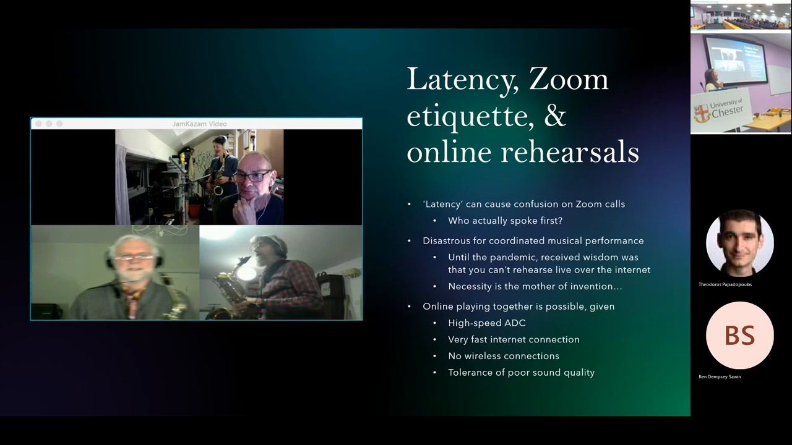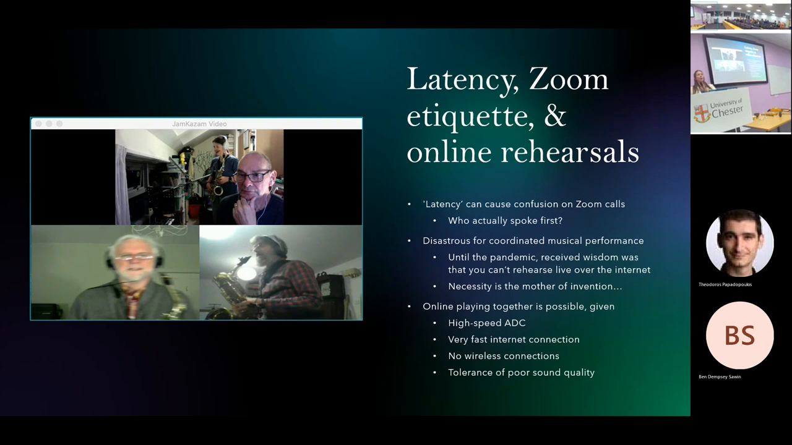And surprisingly, the internet itself is not the biggest problem. A large part of the problem is the analog to digital converter. All laptops today have one built in. That's what connects the microphone to the computer. It's not designed to be particularly fast. It doesn't need to be until you're wanting to play music online with other people. And then the fact that it's a bit on the sluggish side becomes a problem.